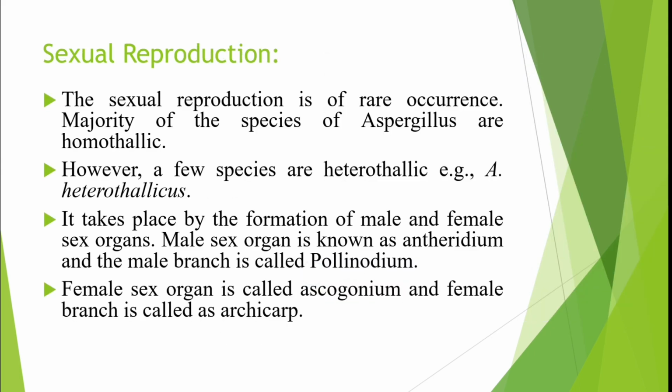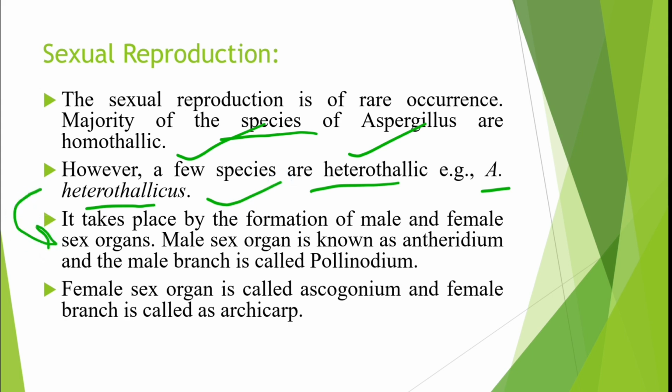Next, sexual reproduction is rare in nature. The majority of species of Aspergillus are homothallic. That means male and female sex organs are present on the same hyphae or same mycelium. However, a few species are heterothallic, for example Aspergillus heterothallicus. Sexual reproduction takes place by the formation of male and female sex organs.